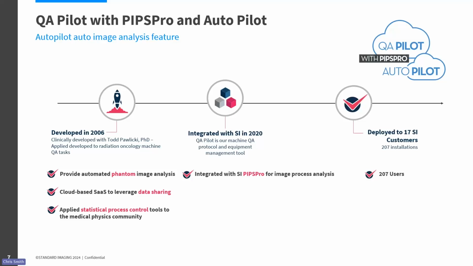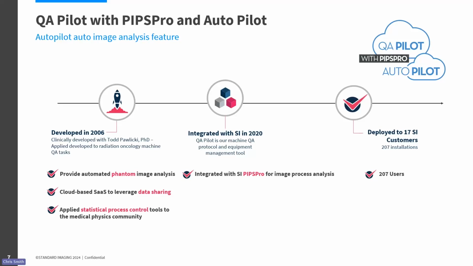But this product has been out there for a while. This product was developed as a part of Tapa Wiki with the AAPM board. Obviously, he's got a long-standing history in crafting the teaching protocols that the QA Pilot product mostly focuses on. It was originally developed as an automated phantom image analysis platform and is designed to be deployable and easily scalable on a SaaS platform, and that's software as a service or web-based, right? So it's a web page.